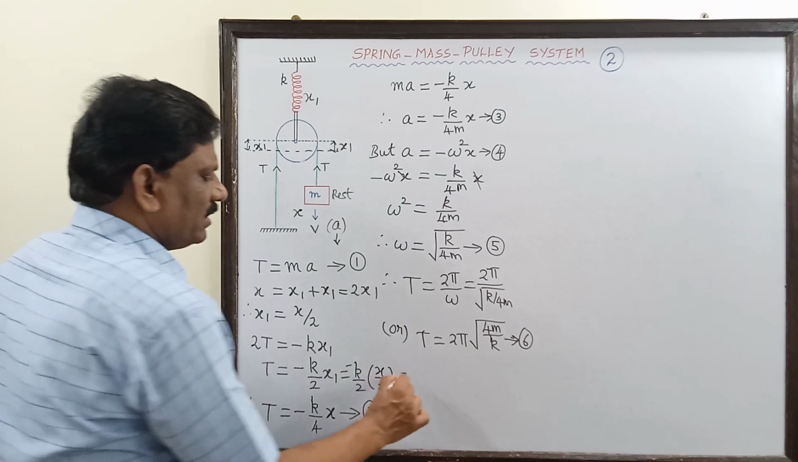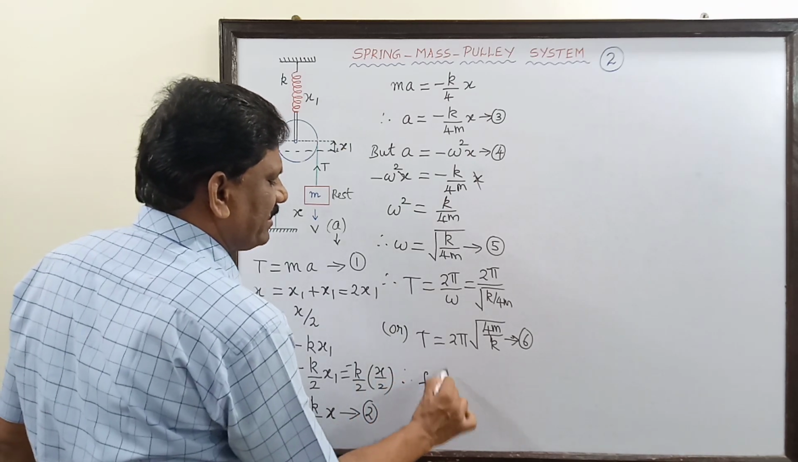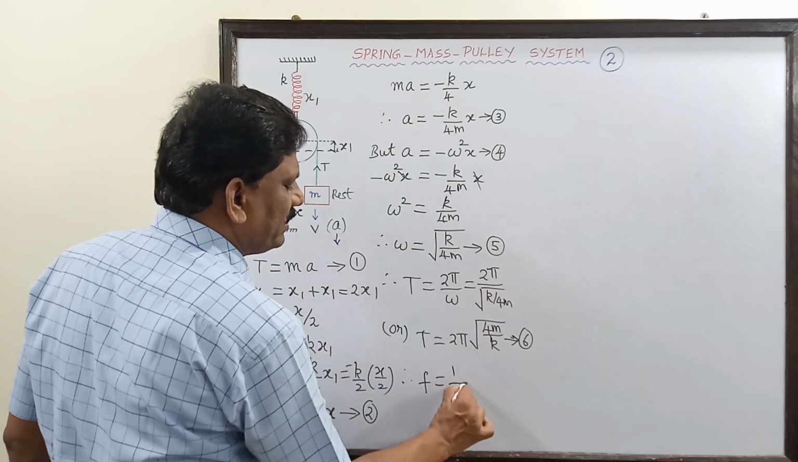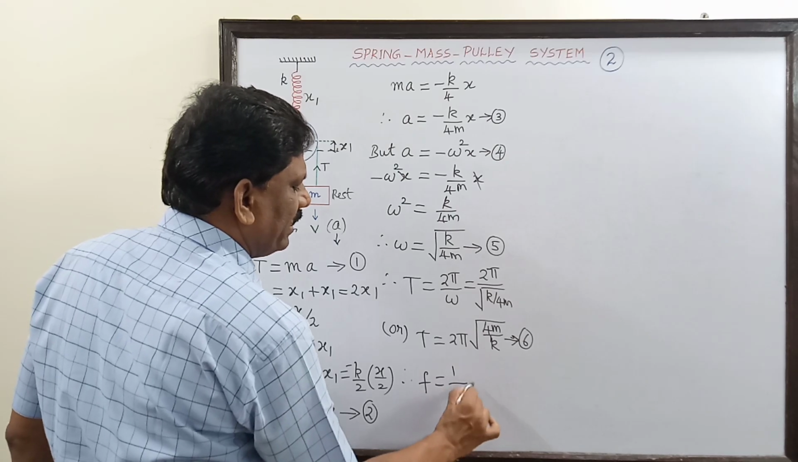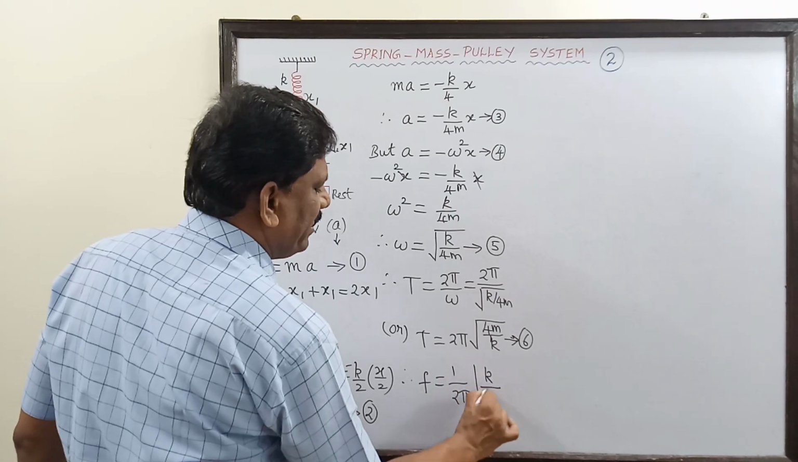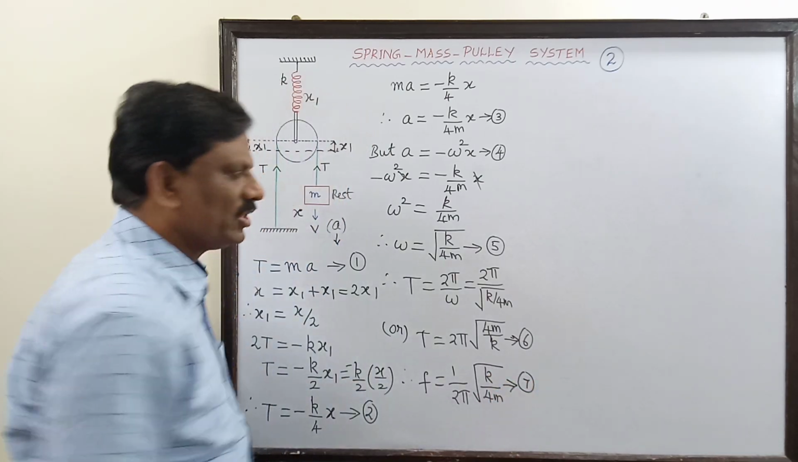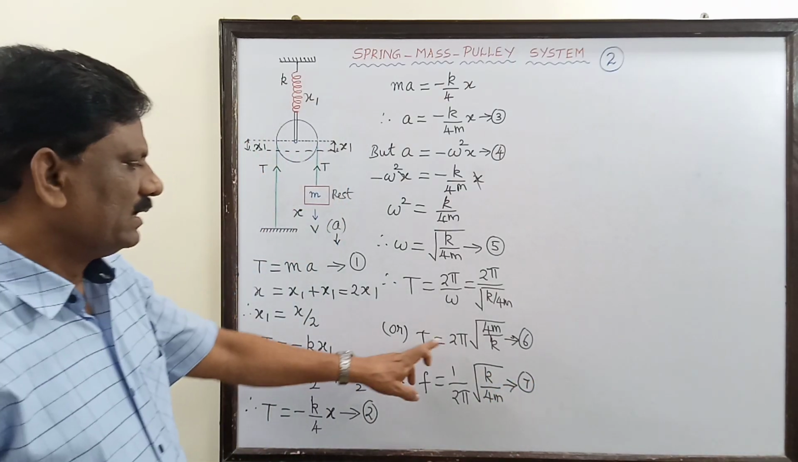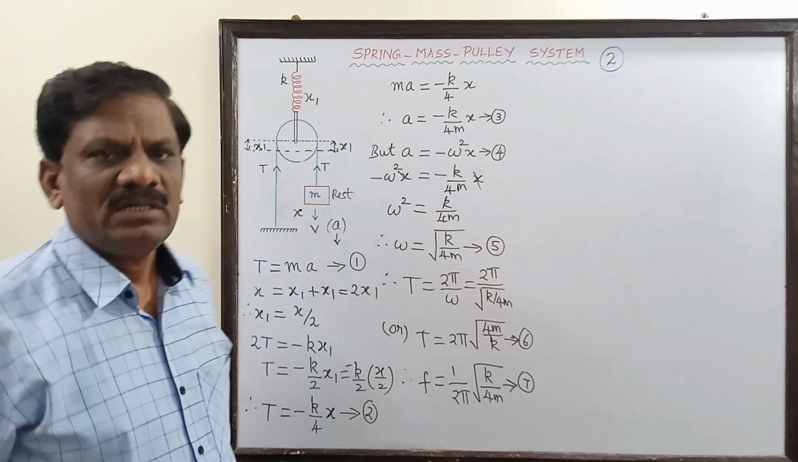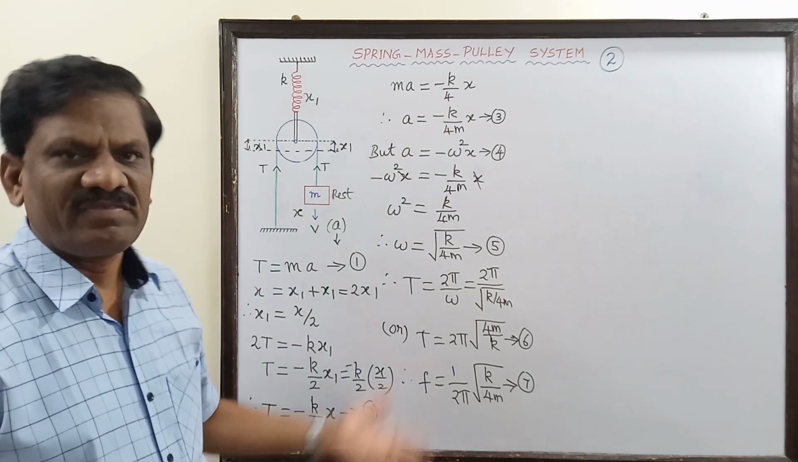Therefore, the frequency of oscillation is equal to 1 by period. So this is 1 by 2 pi into square root of k divided by 4m. So this is another equation. Now the same equation I am going to verify in terms of the law of conservation of energy.